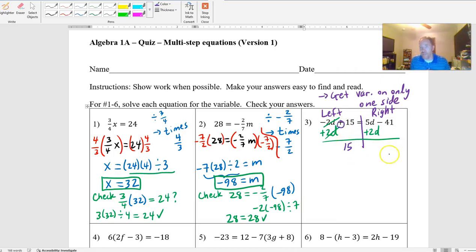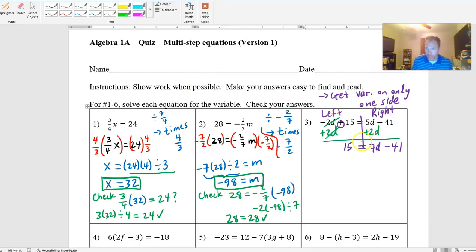If it was minus 15, I'd say negative 15. On the right side, we had 5 donuts. We were trying to take away $41, but we gave 2 donuts. That's going to put us up to 7 donuts, and we owe $41. So what we've just accomplished there is huge. We got the variable on only one side. From here, you might recognize a 2-step equation.